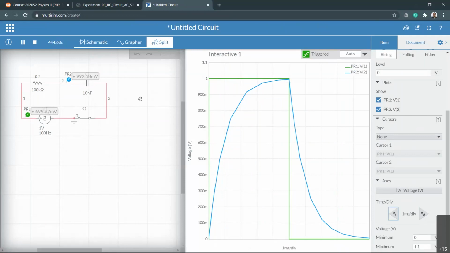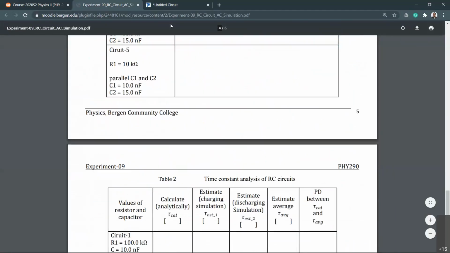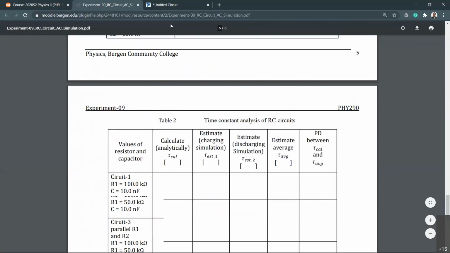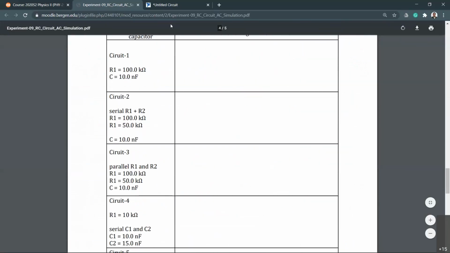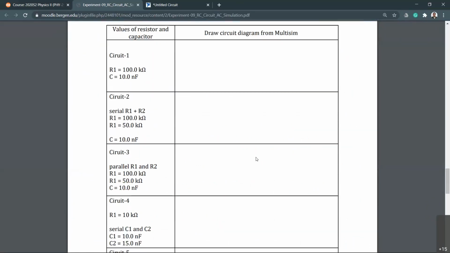Make sure you take screenshots of all of them, because there are only 2 tables in this lab manual, okay? The first table is only about the circuit diagrams. So you have to save a screenshot for each circuit. Later, when you do the lab report, make sure you put the circuit picture on table number 1, second column. It's just a circuit diagram, okay?